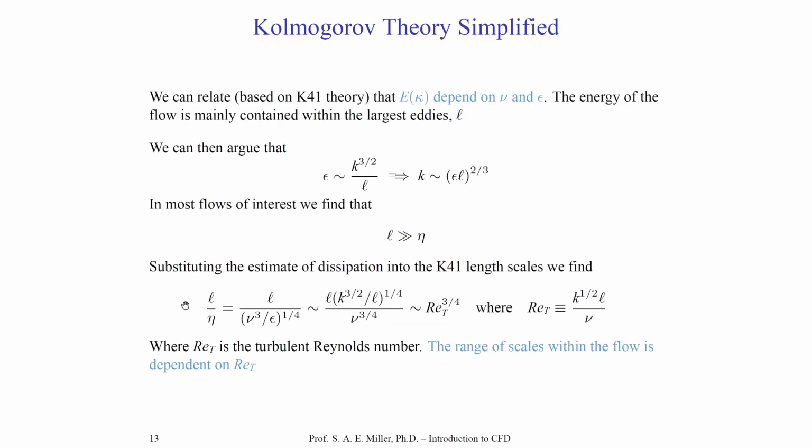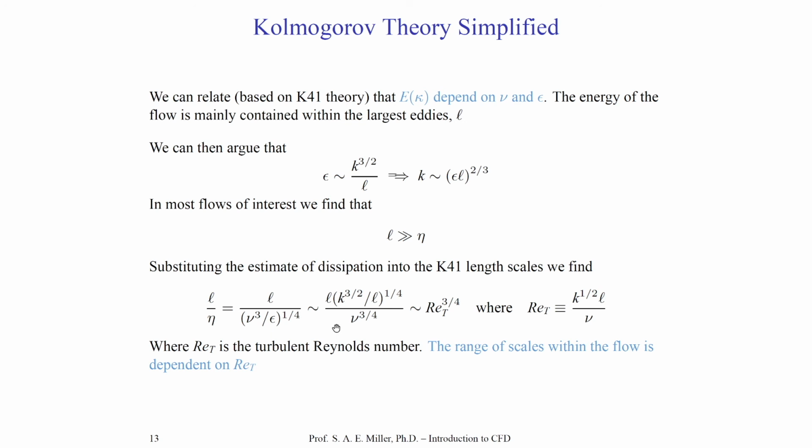We can substitute these definitions and form these relations. We'll find that the largest length scale, which we call the integral scale, L, divided by the Kolmogorov scale, the smallest length scale, will go as the integral scale divided by the viscosity cubed divided by epsilon to the 1/4 power.